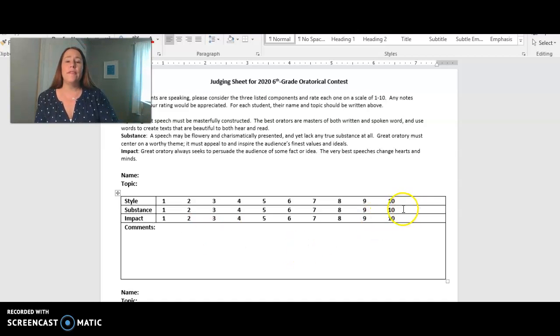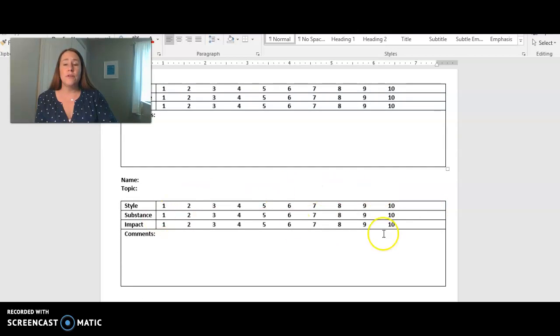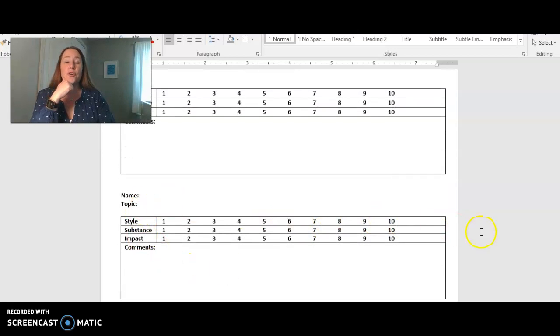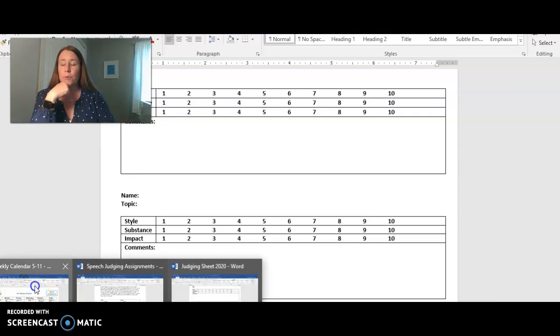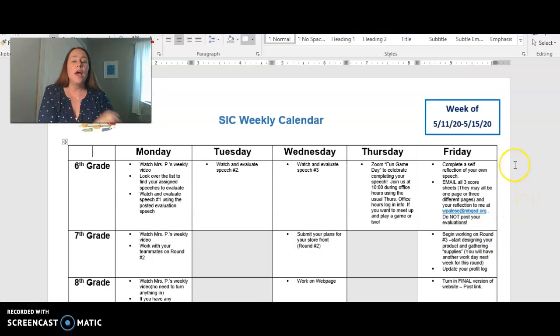Okay, so then when you are all done, so you're going to do one of these on Monday, you're going to do a second one on Tuesday, and you can keep them right on this same sheet. You're going to do a third one on Wednesday.